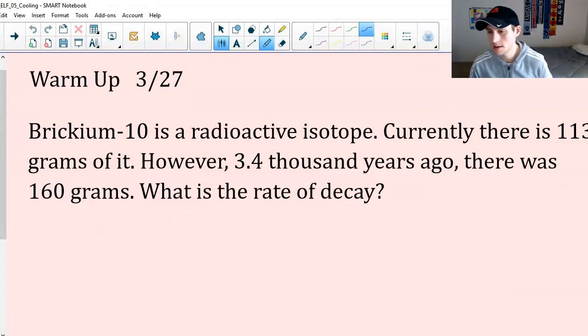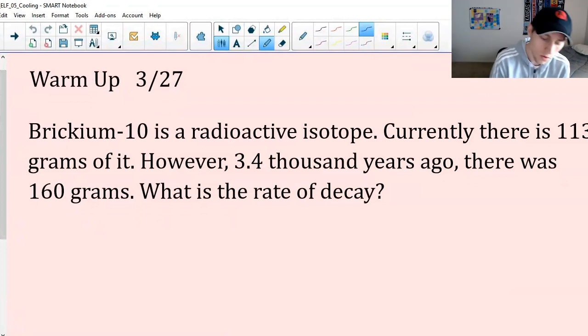Talking about radioactive decay, radioactive growth, or exponential growth and decay. Sometimes radioactive decay. For example, Brickium-10 is a radioactive isotope. Currently, there's 113 grams of it. However, 3.4 thousand years ago, there was 160 grams of it. What is the rate of decay?